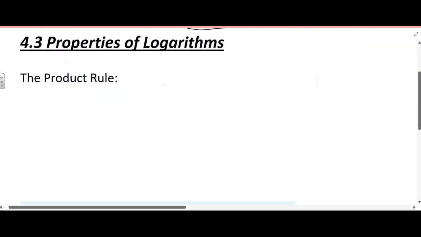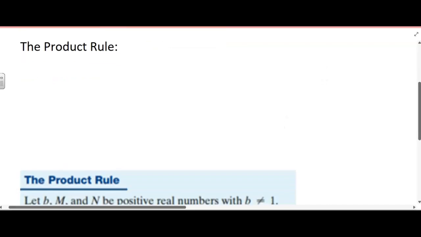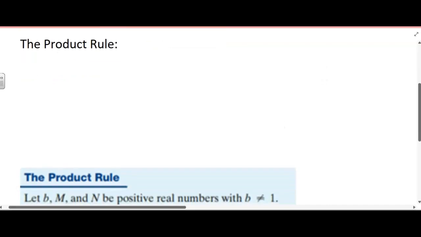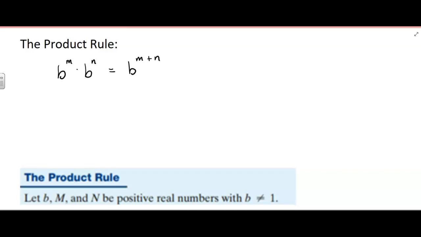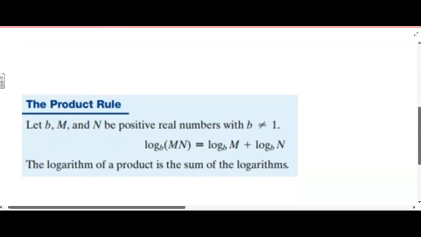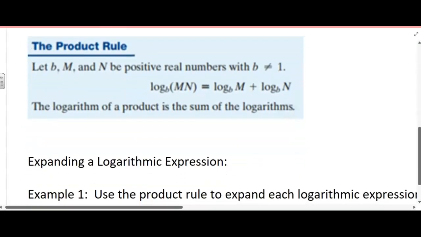So we're going to start with the product rule. The product rule is based on what we know about exponents. If you have b to the m times b to the n, then we have a rule that says, if I'm multiplying and the bases are the same, I can add the exponents. So b to the m plus n. That's what it becomes. Now remember, logarithms are exponents, okay? All right, so here's the rule.